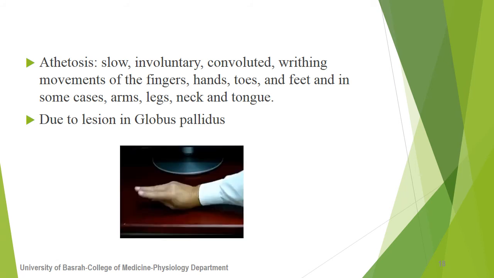And I have a short video for you. This is an example of this convoluted movement. As you can see, it is writhing, wave-like, and slow. The most important thing is that it is slow, not rapid, so we can differentiate it from chorea. Of course, we will not ask you this year to tell us how chorea occurs or to differentiate between chorea and athetosis in videos. No, we just want you to know where the lesion is when we have chorea and where the lesion is when we have athetosis, for example.